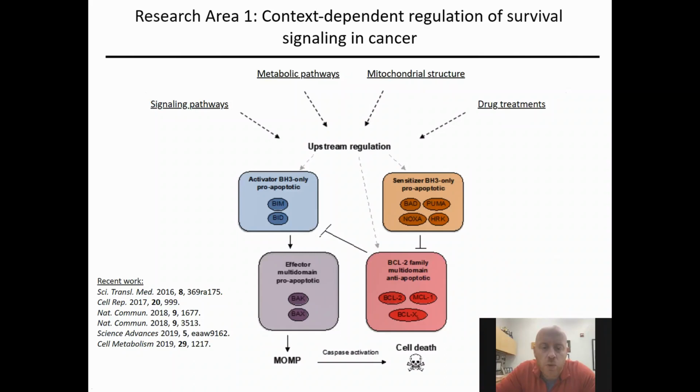So our laboratory actually works in two related areas. The first area that we work in is to try to understand how tumor context regulates survival signaling in cancer. Specifically, in this area, we're interested in understanding how things like signaling and metabolic pathways, as well as the structure of organelles like the mitochondria, and even drug treatment exposure, impacts the regulation of survival signaling in cancer cells. Frequently, these studies focus on the BCL2 family of proteins in the mitochondria.